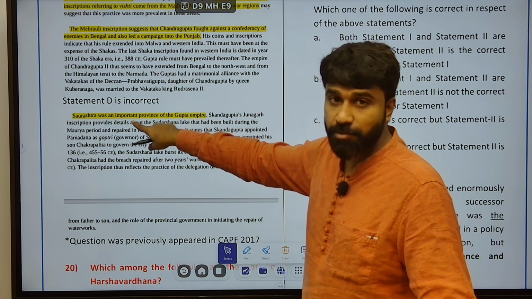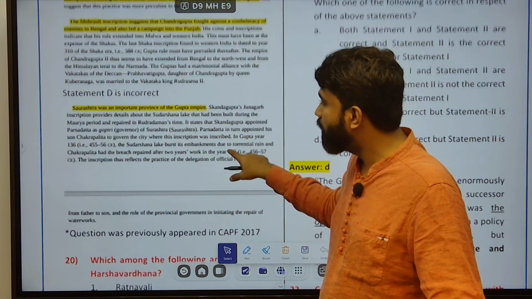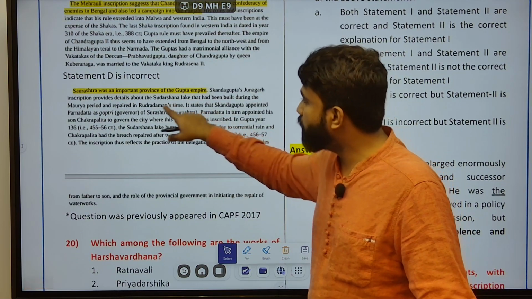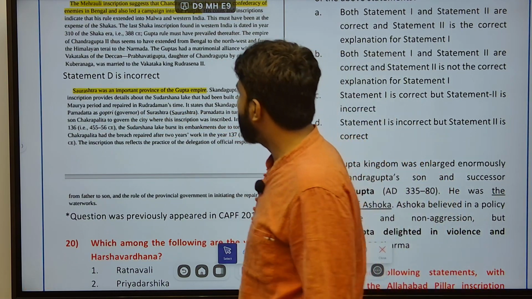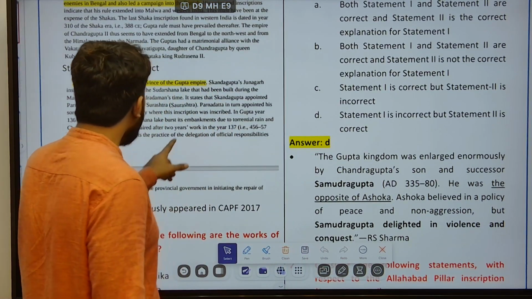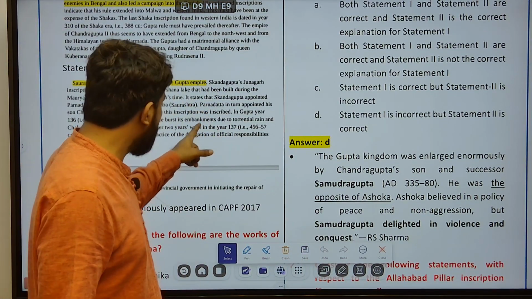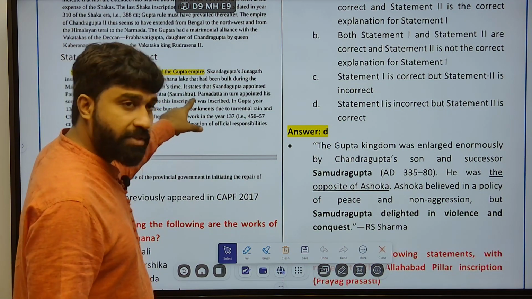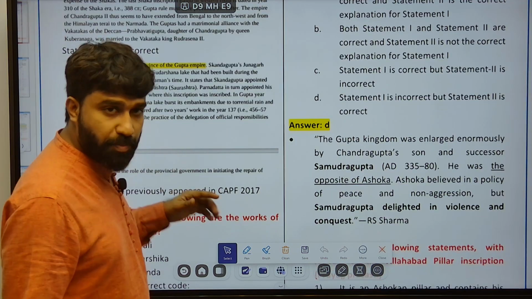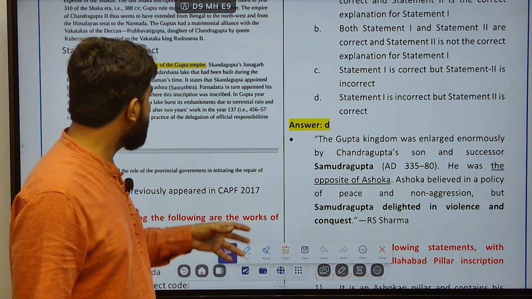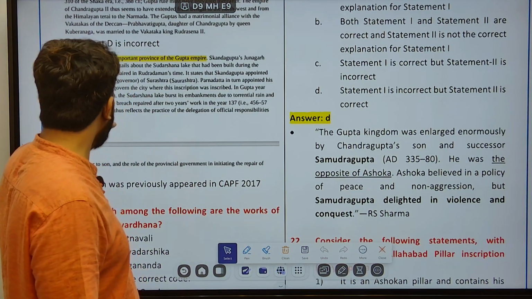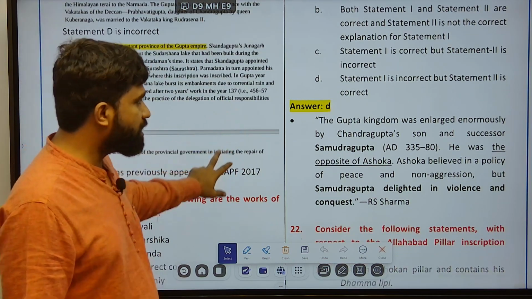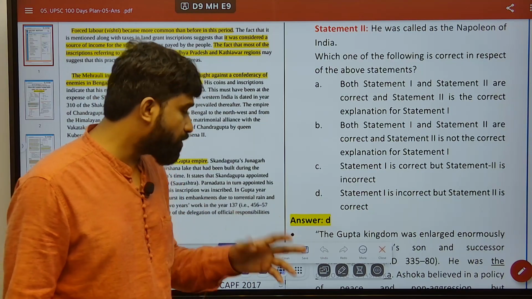Chandragupta's Junagadh inscription, already I have told you, provides details about this Saurashtra region and Sudarshan Lake, which was built during the Maurya period and repaired in Rudradaman's time. This inscription also tells that he appointed his son as governor of Saurashtra. Saurashtra is a present-day part of Gujarat. Next, Parnadatta in turn appointed his son to govern the city where the inscription was inscribed. So it is very clear that it was part of the Gupta empire.